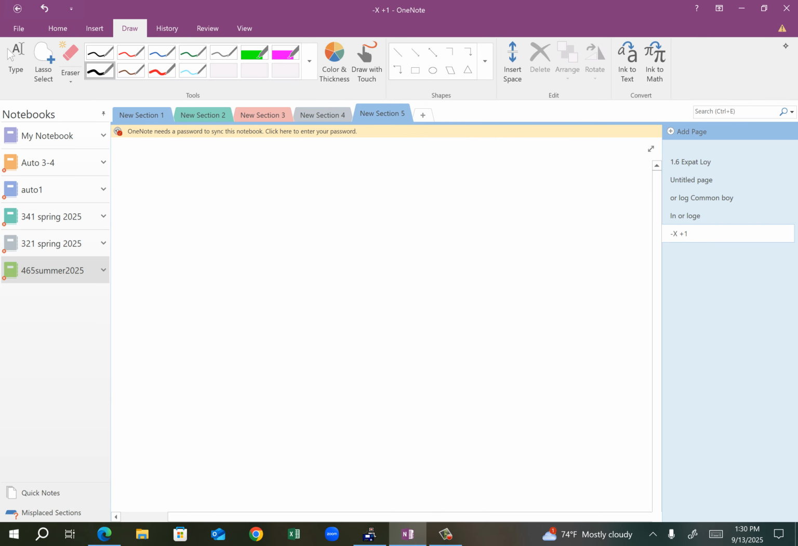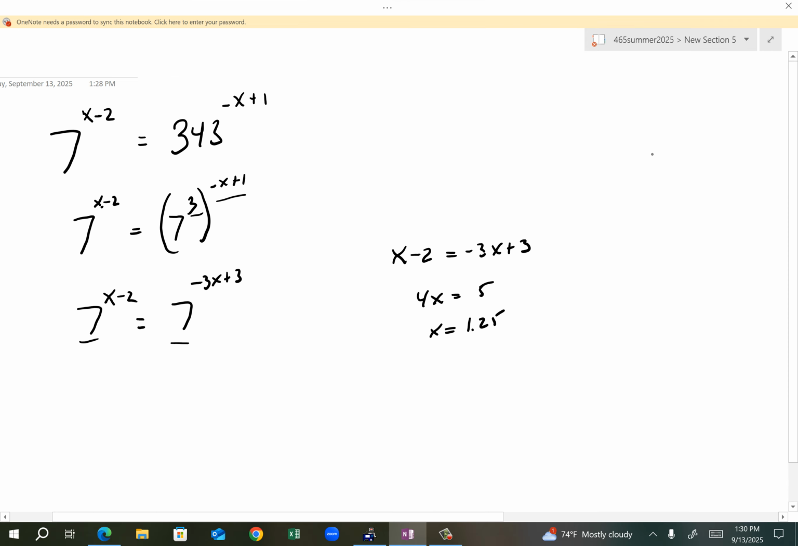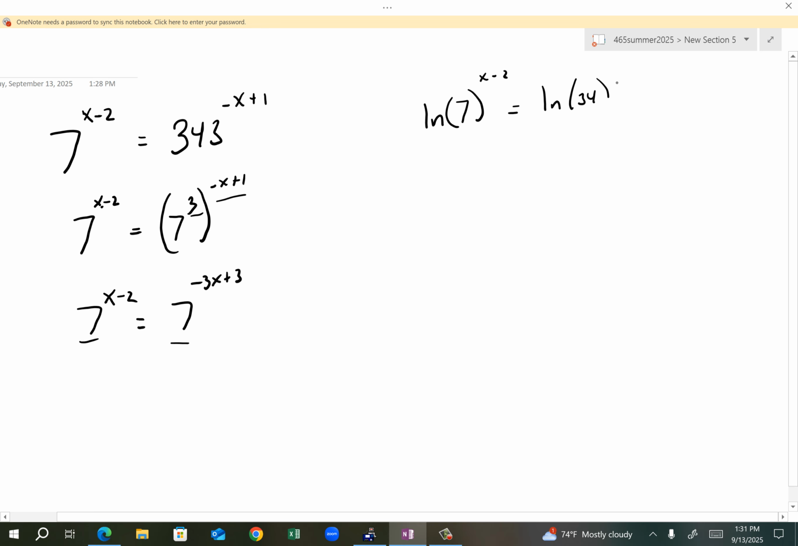Now, that's one way to do that problem. Another way to do it is this way. And this other way will work for everything. The first way only worked because 343 was also a power of 7. But I could also just as easily have done the ln of 7 to the x minus 2 is equal to the ln of 343 to the negative x plus 1. If you bring that down, you get this.